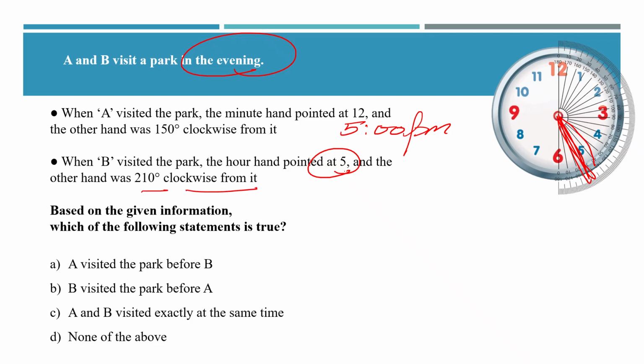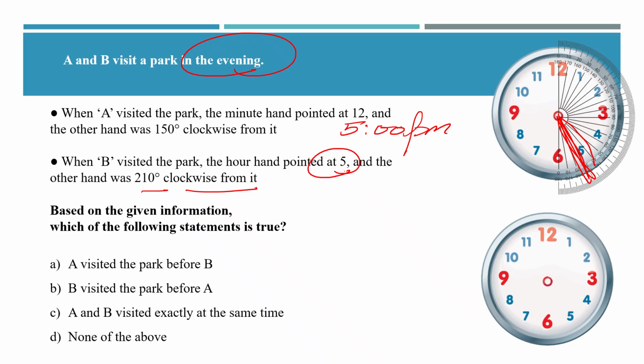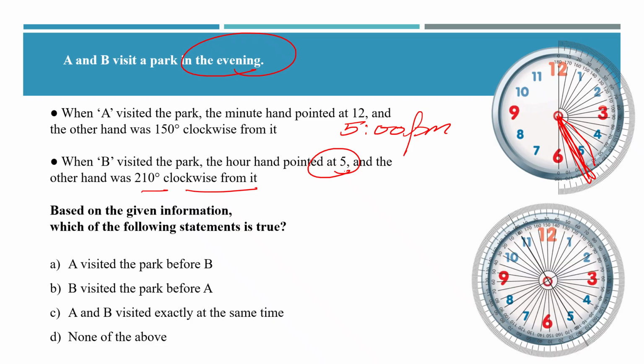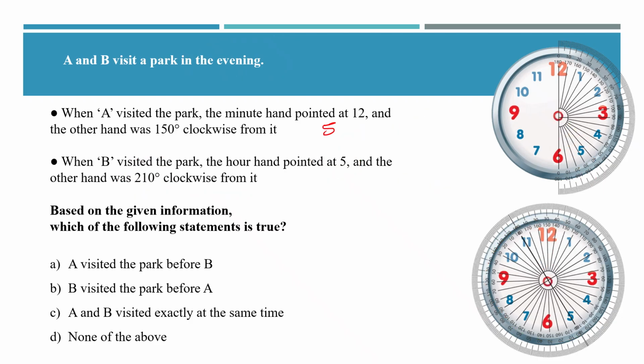For B, 210 degrees clockwise. Let me consider one more clock, but I need a 360-degree protractor. I have used a 180-degree protractor. So from here, let us go for 210 degrees. This is 180, 190, 200, 210. It's pointing at 12 again. So this also points to 5 o'clock, 5 p.m. Great. This is 5 p.m. and this is also 5 p.m.